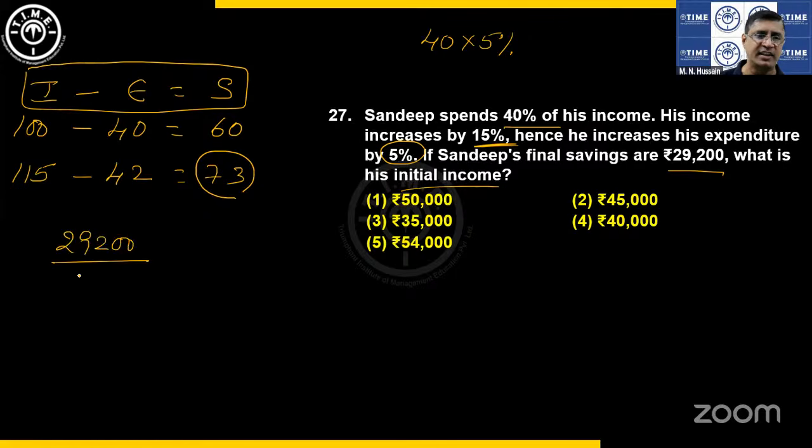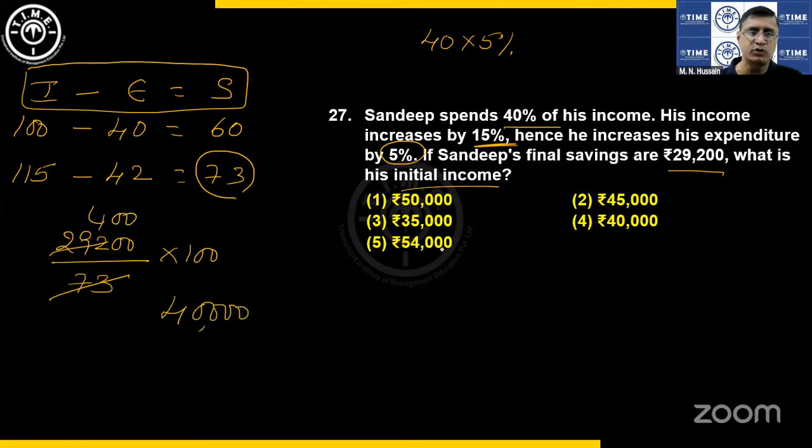29,200 is equal to 73%. What to find? 100% value. Initial income. Initial income is 100%. Solving this. 4 times of 70, 280. 4 times of 3, 12. 280 plus 12, 292. Means it goes exactly 4 times. Now what is the result? 40,000 is the result. Now answer choice, option 4. Choice 4 is the right choice.